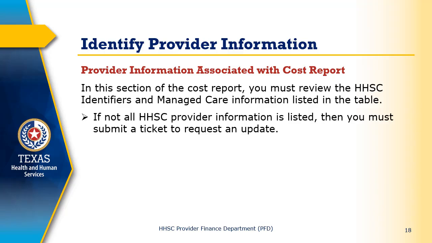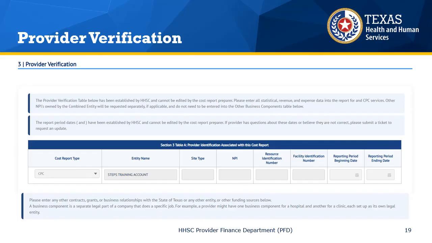In this section of the cost report, you must review all the HHSC and managed care organization information associated with the cost report, including STAR Plus for CPC and DAHS reports. Section 3. Provider identification associated with the cost report will be populated for all reports except the SSCC report. If you notice that not all relevant HHSC provider information is listed, then you must submit a ticket promptly to request an update. Now that we have identified the provider information in this section, we will next discuss reporting other business components. This image displays the screen view for Section 3.